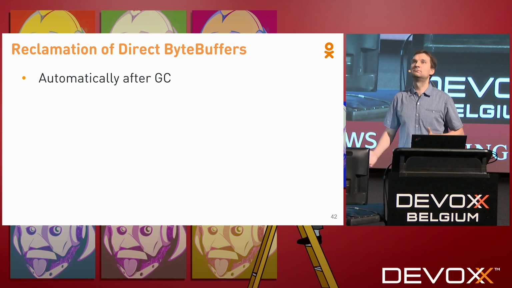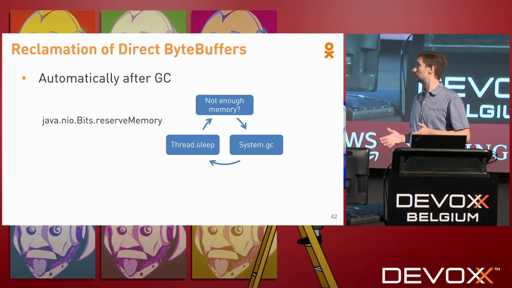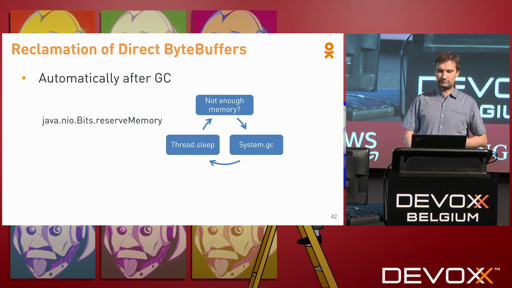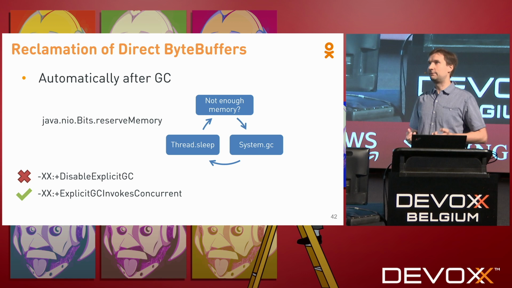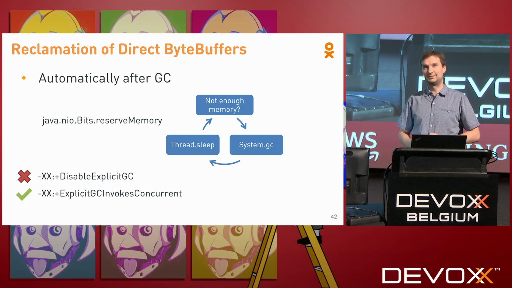And there is a funny way of handling this in HotSpot JVM, in the JDK, actually. If allocation of a direct buffer fails, the JDK runs a GC cycle, literally by calling System.gc, and waits for some time, hoping that GC will be able to free memory to reclaim some room for unused byte buffers, and then tries again. And this leads to interesting consequences. If you, for some reason, disable explicit GC, this algorithm will not work. And this will basically fail with an out-of-memory error. That's why in our systems we never use the DisableExplicitGC option, but instead set ExplicitGCInvokesConcurrent. So explicit GC is not always bad.